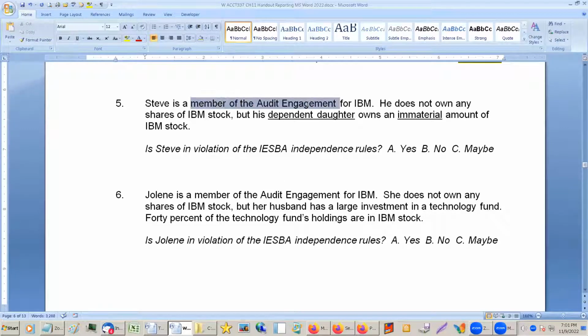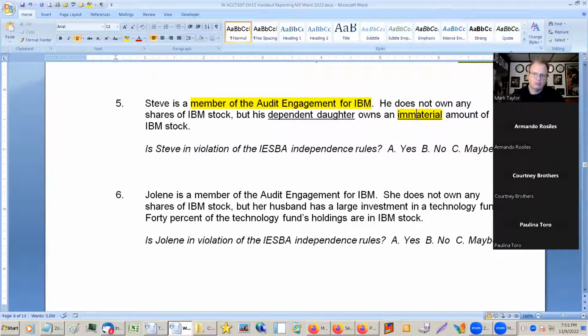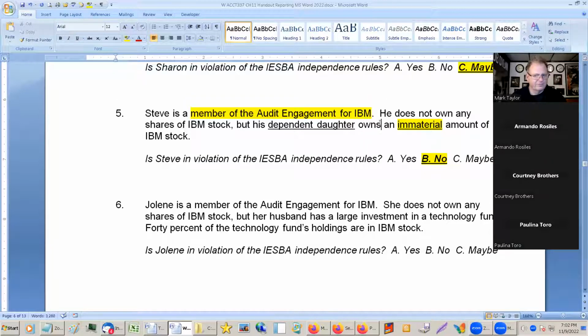Steve's a member of the audit engagement for IBM. His daughter owns an immaterial amount of IBM stock. Immaterial. Is Steve in violation under the international standards? No. It's only material. So again, this one was a hard yes up above.